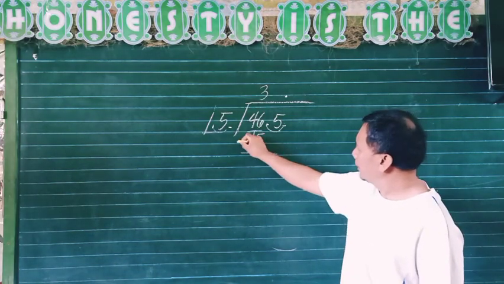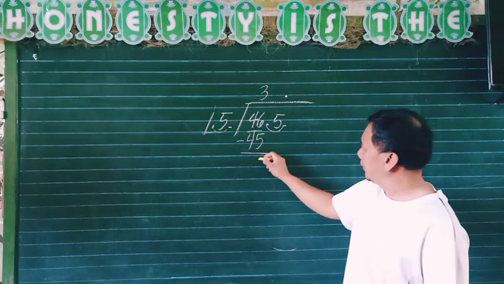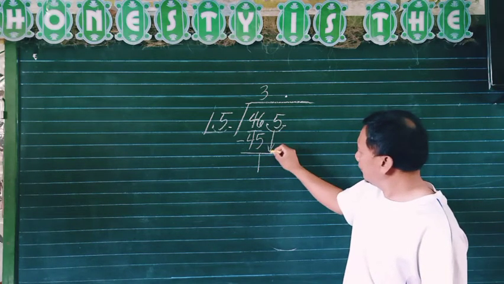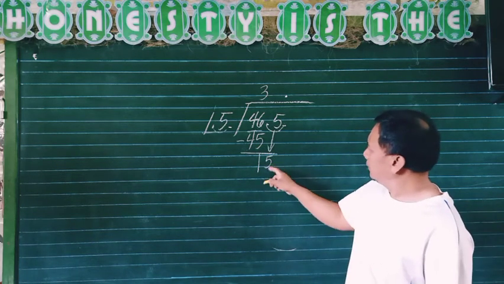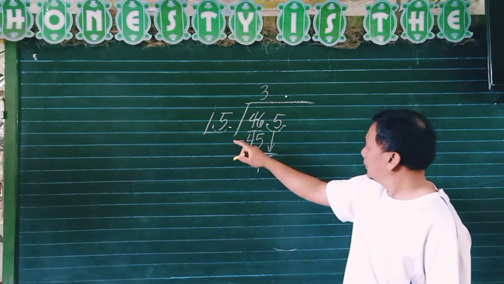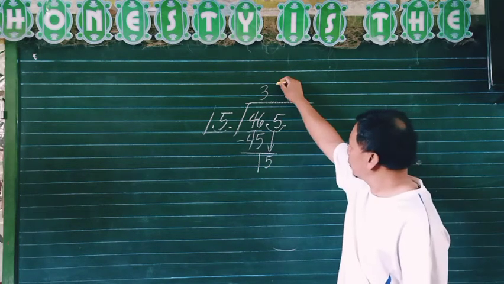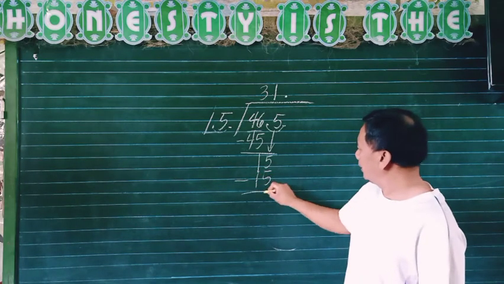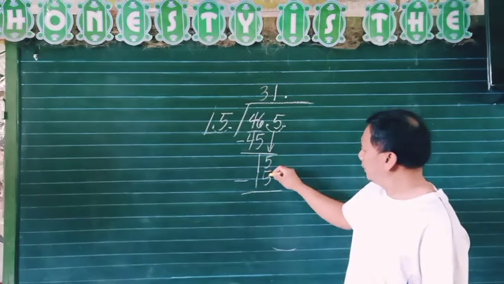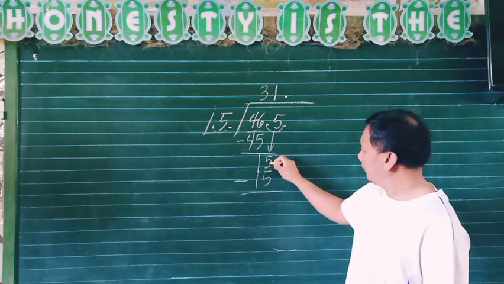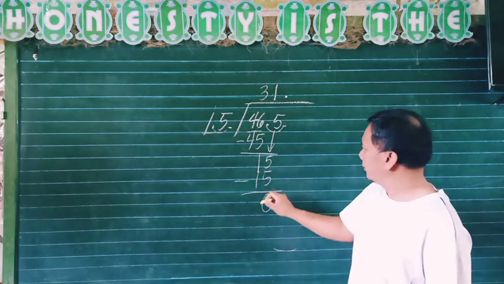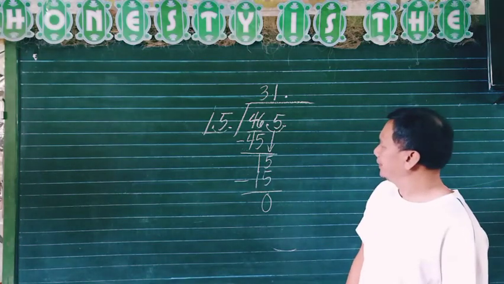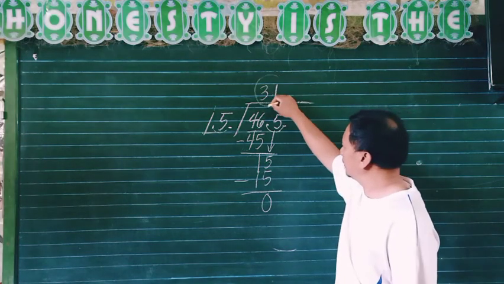So you subtract now 46 minus 45, you get 1. And then you bring down 5. So 15 divided by 15 equals 1. 1 times 15 equals 15, and then you subtract again there. 15 minus 15 equals 0. So our answer now, or our quotient, is 31.